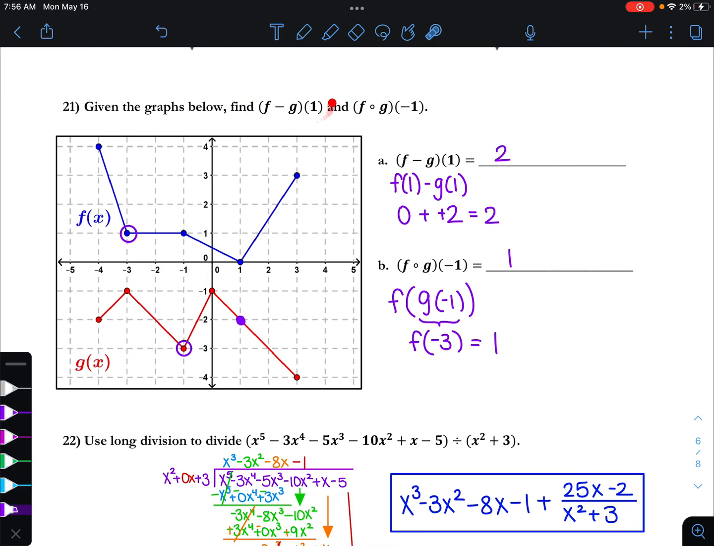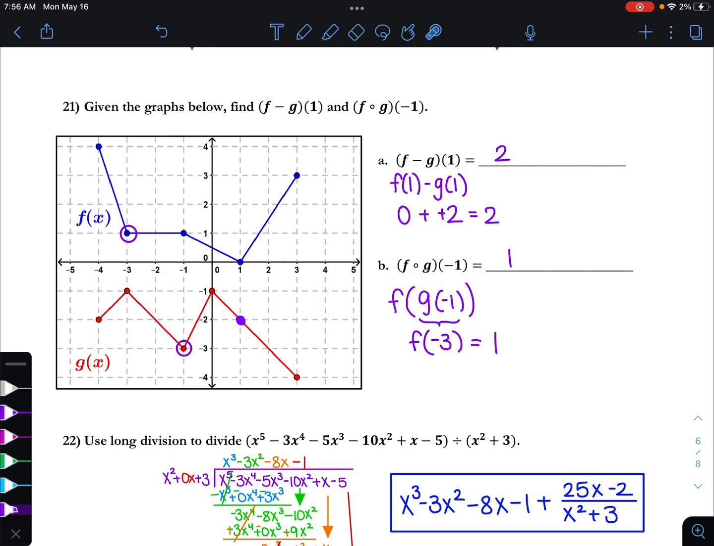Here we have function operation, function composition, given a graph. So remember, (f minus g)(1) is the same as f(1) minus g(1). So f(1) is 0. g(1) is -2. So 0 minus a -2 is +2.